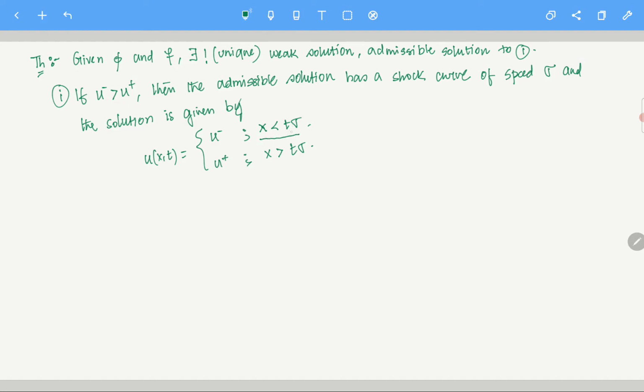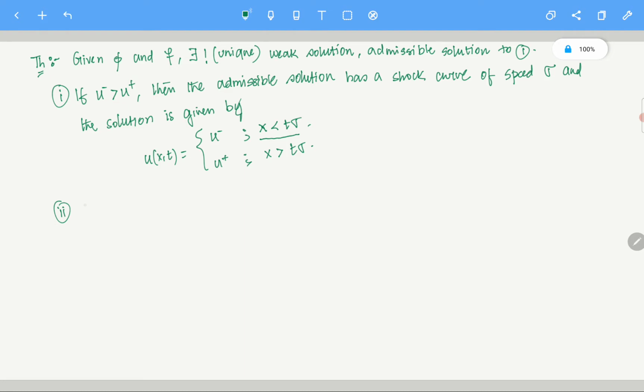So in our earlier case, if you remember, sigma for f is u square by 2, sigma was half, right? So in that case, u is u minus for x less than t by 2 and u plus for x greater than t by 2. You can just compare it with your other example, okay?